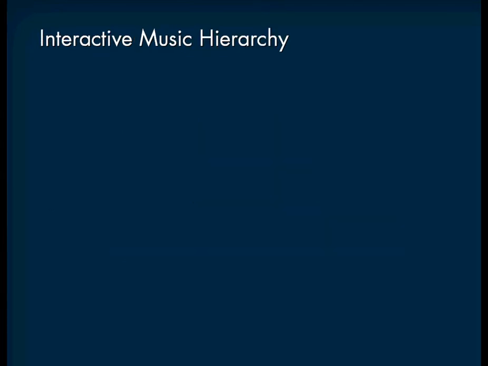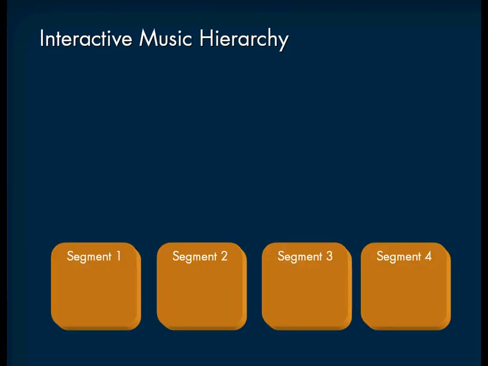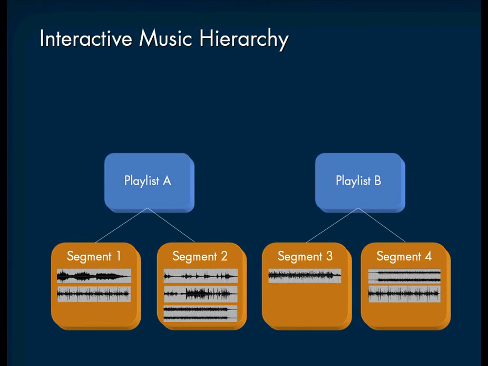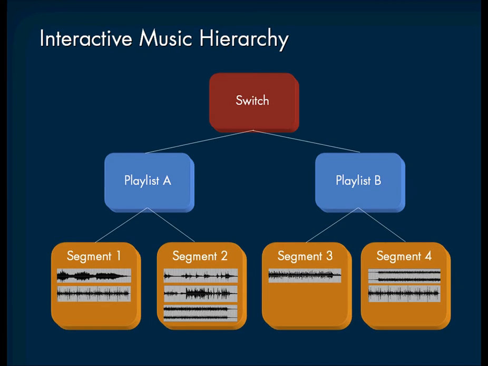To create an interactive music score, we will use 4 different objects. First, we have the music segment, which contains one or more music tracks. The music segment is the core object in the interactive music hierarchy, and it's the smallest complete unit of your audio. Next, we have the music playlist container. It manages the playback behaviors of the different segments it contains. The playlist container is also associated with the different states of the game. And finally, we have the music switch container, which manages the transitions between the music playlist containers and the segments they contain.